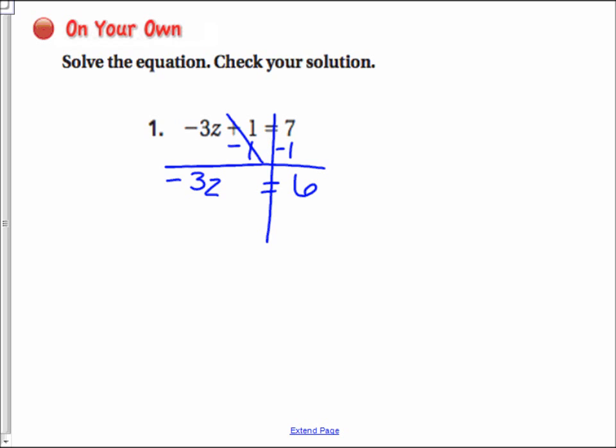Negative 3 times z is multiplication, so in order to undo multiplication, I will use division and divide both sides by negative 3. Negative 3 divided by negative 3 is positive 1, so I have 1z left. 6 divided by negative 3 is negative 2. Hopefully you got that as your answer as well.